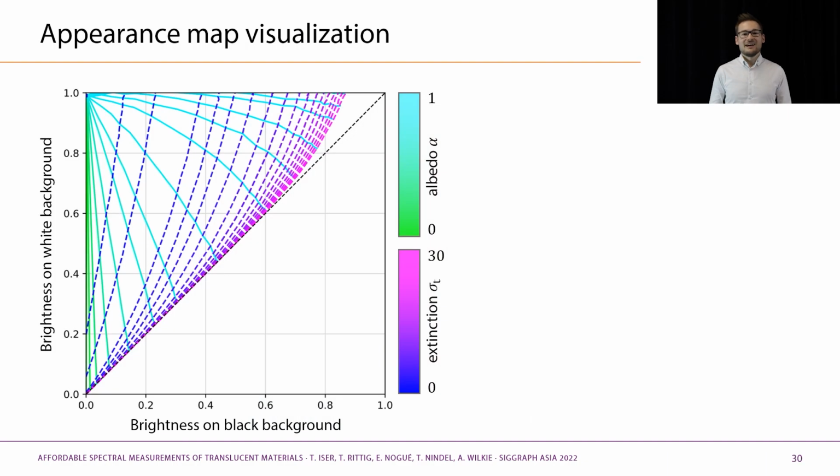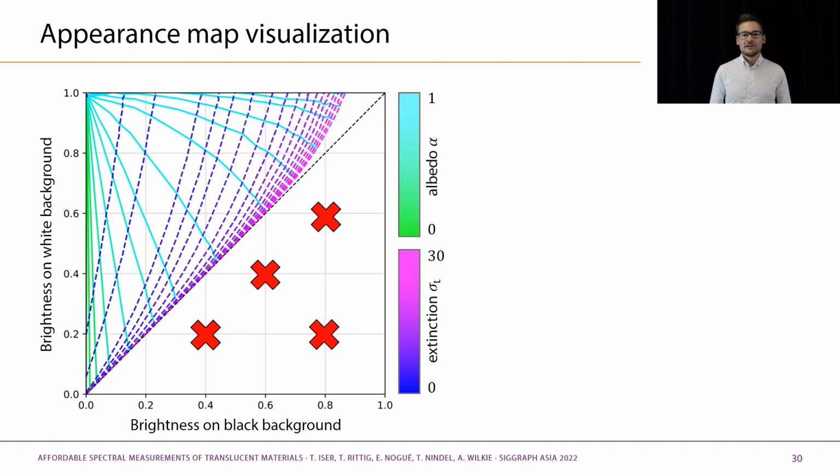This appearance map is a crucial result of our work because it visualizes the relation between appearance, which we can see with our own eyes, and physical properties, which we cannot directly observe. I will now show you how the map behaves.